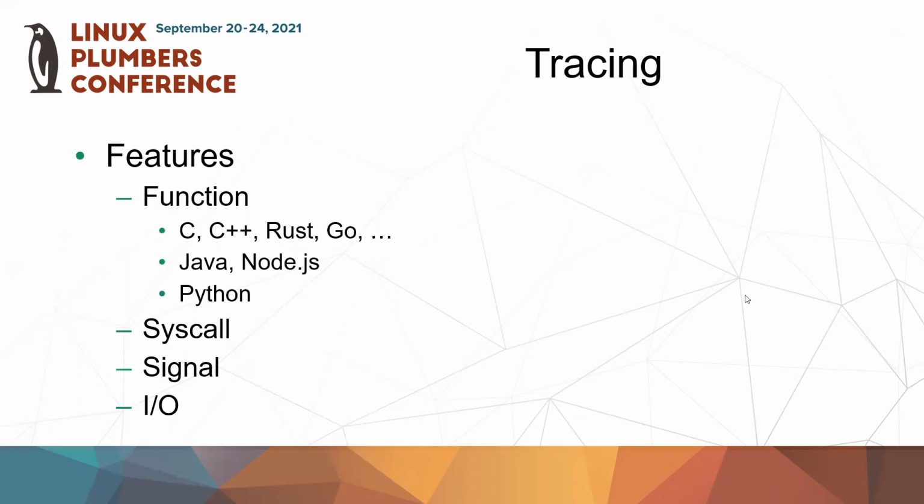The target of function tracing is divided into three kinds of things. First, native calls such as C, Rust, and Go. Second, JIT-compiled function calls such as Java and Node.js. Last, Python calls using the interpreter. Syscall tracing is about just system calls, and signal tracing is about signals delivered to the target. And finally, I/O tracing is about I/O operations at various levels, such as device, task, and file.